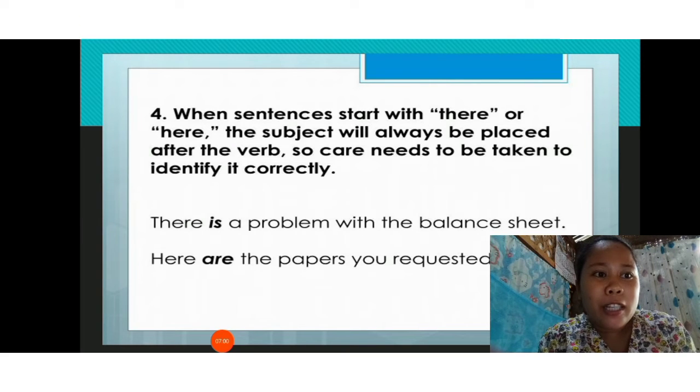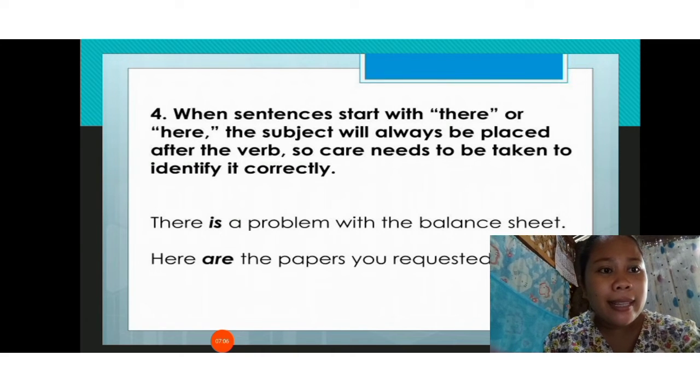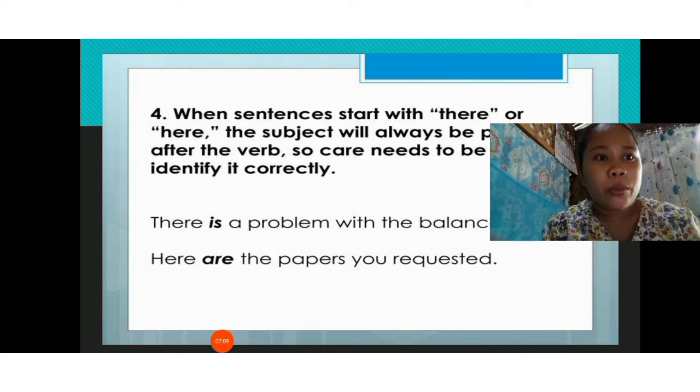So this sentence starts with the word there. There is a problem with the balance sheet. And for the second sentence, the sentence starts with the word here. Here are the papers you requested. For this sentence, we have are as our verb, and our subject is placed after the verb, the papers. Since this is plural, the papers, that's why we use the verb are.